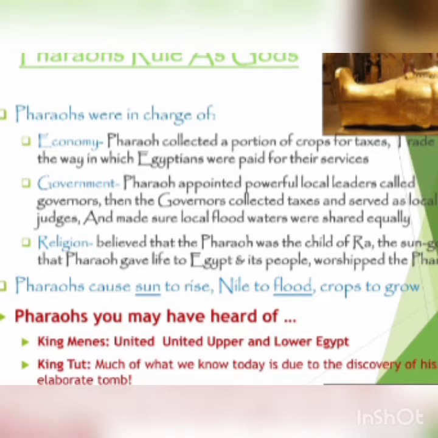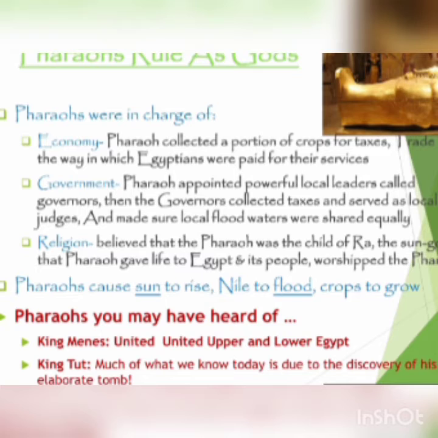Okay, and we already said that they were considered as gods. Why is it so? It is because they believed that the Pharaoh was the child of Ra, the sun god. So definitely the sun god's child would be like a god, right? Okay. So that is the reason for worshipping the pharaohs. And the Pharaoh caused the sun to rise. They believed the Pharaoh was the person who made the sun rise, the Nile to flood, and crops to grow.